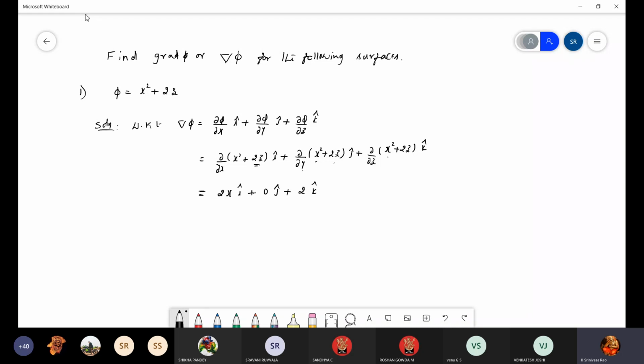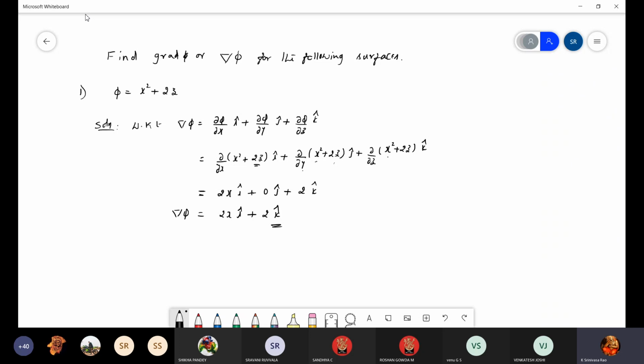So directly you can write, no need to write 0 into j cap also. You can avoid this step, and if you are perfect with the differentiation, you can write the final answer like this: 2x i cap plus 2k cap. So finally, this is the answer. Throughout this chapter, same type of problem, but the concept will come. Dot product, cross product, angle between two vectors, unit vector, everything will come. So if you are perfect with the basic definition, you can solve.